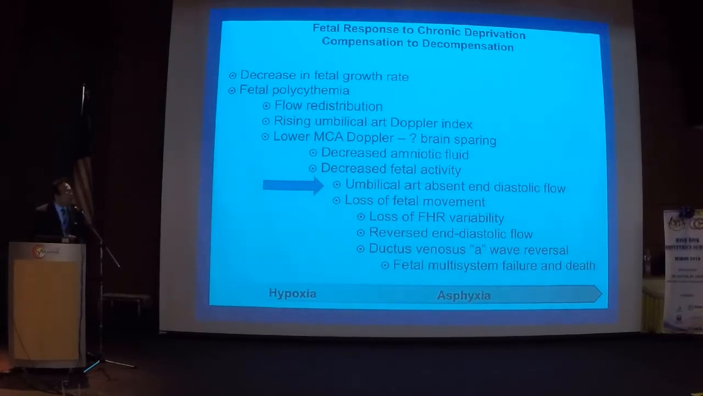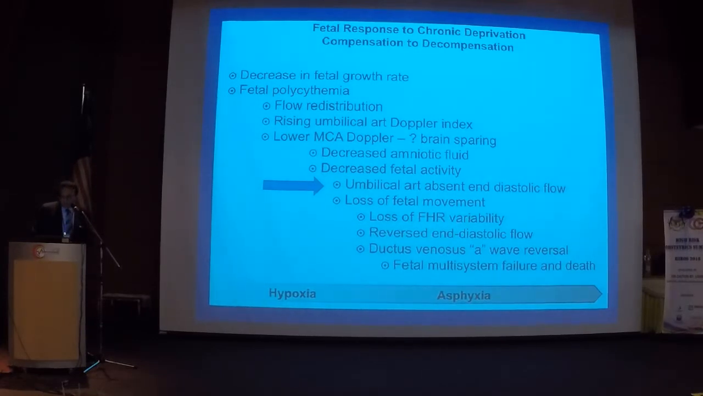Then eventually, the baby will have umbilical artery absent end diastolic flow. There's loss of fetal movement, loss of fetal heart variability, reverse end diastolic flow. Ductus venosus will show A wave reversal, and of course, multi-system failure in the fetus and death. So we need to pick up at this point and make sure we deliver the baby. If we don't catch the baby, that's it. The baby will eventually die. This is what happens sometimes. We do a CTG, we ignore the CTG findings.